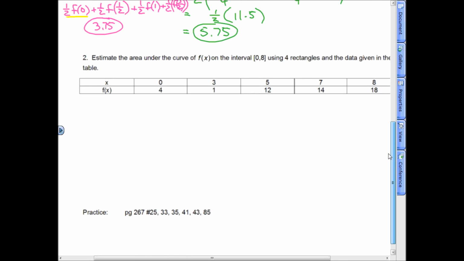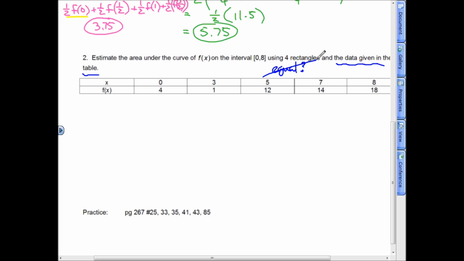Now I want to contrast that with this problem number 2. In problem number 2, we've got a big difference. We're using 4 rectangles still, so that's the same thing. We've got an interval that says this time go from 0 to 8, but what's different this time is we're supposed to use the data given in the table. And notice it doesn't say anything about using 4 equal rectangles. It doesn't say equal, so I'm going to cross that out.